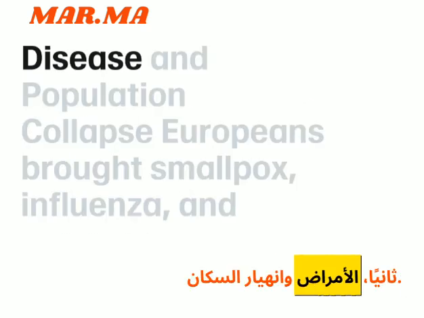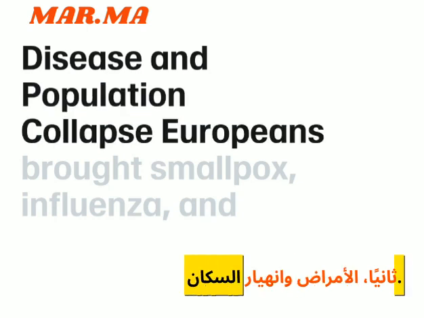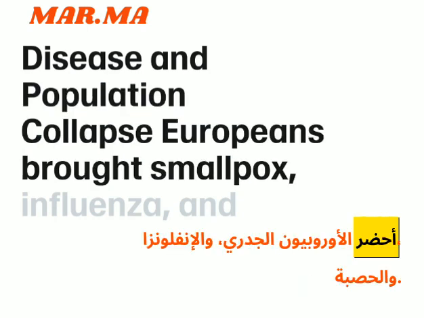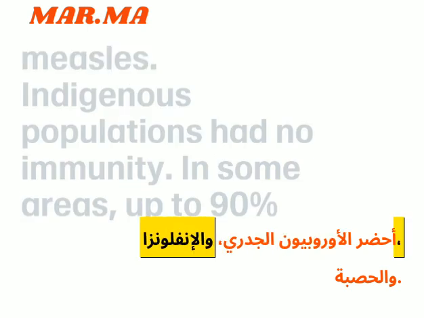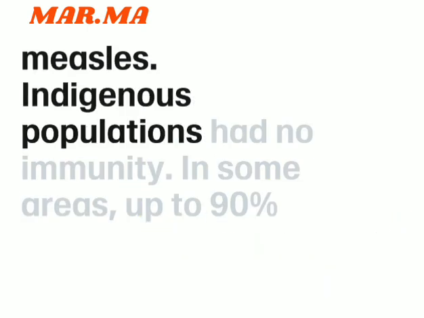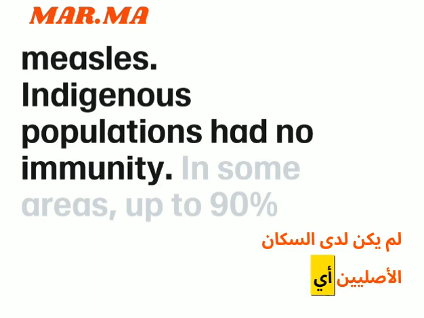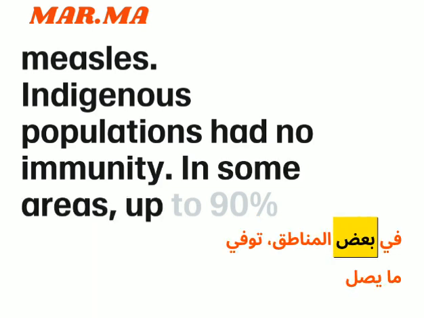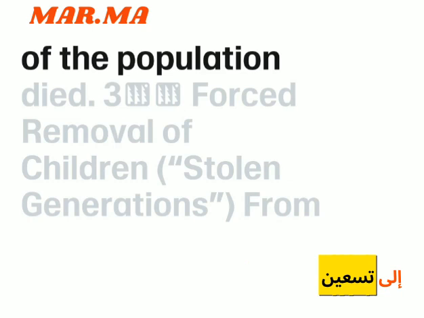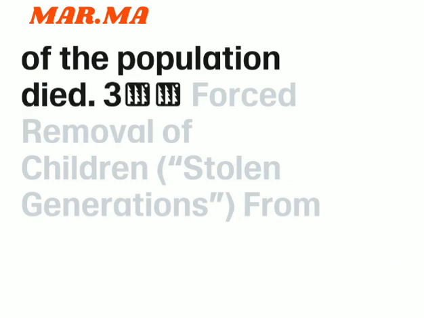2. Disease and population collapse. Europeans brought smallpox, influenza, and measles. Indigenous populations had no immunity. In some areas, up to 90% of the population died.